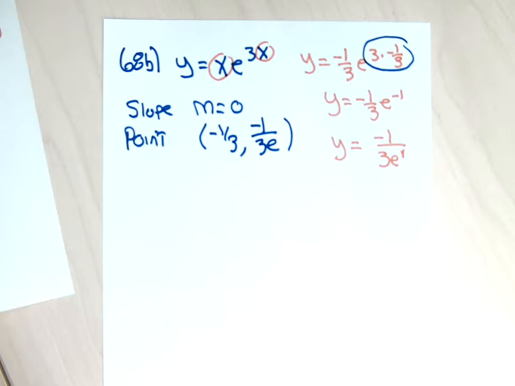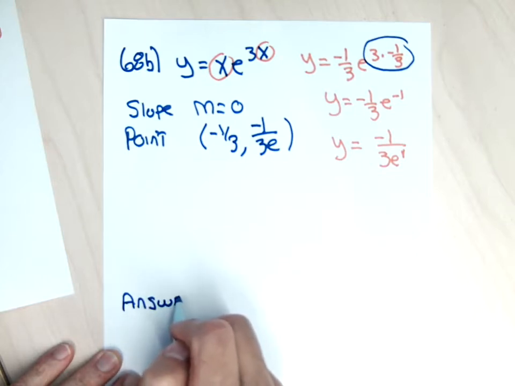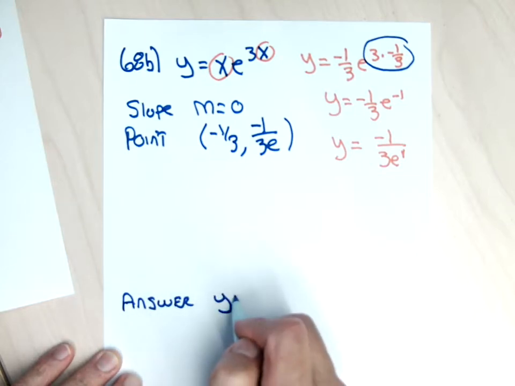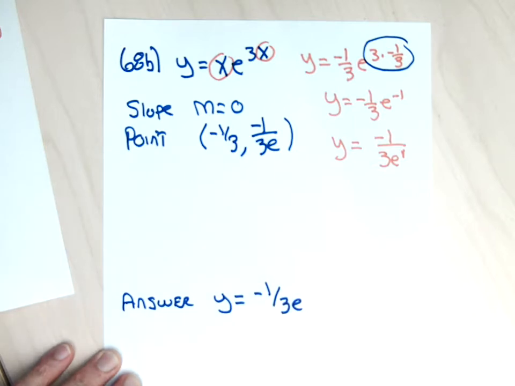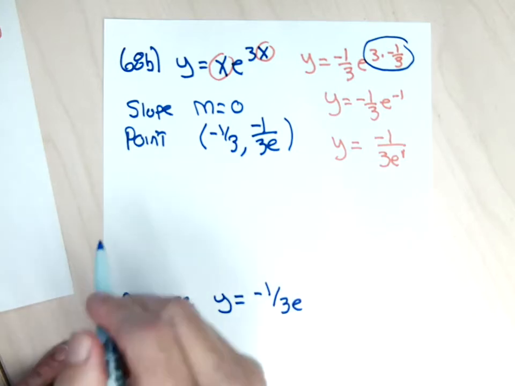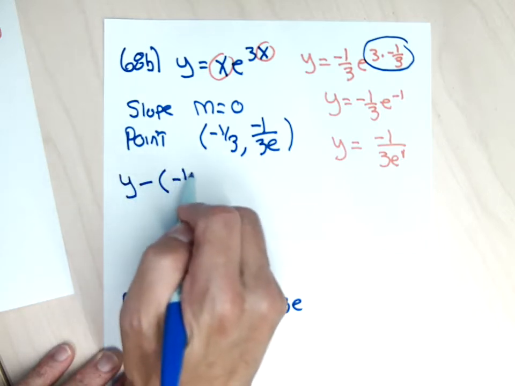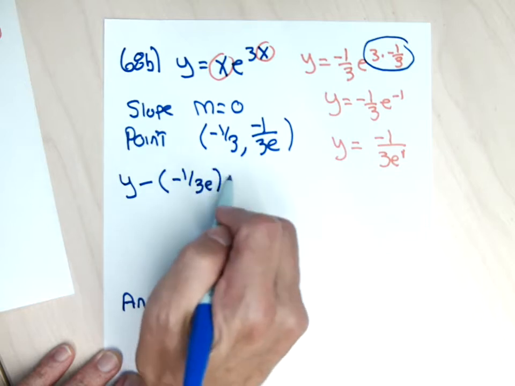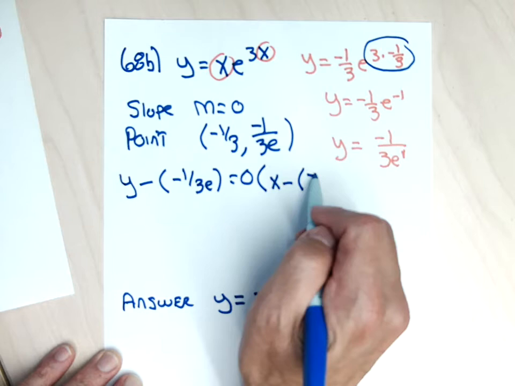Now I have everything I need. Lazy, if I want to, and it's probably preferred, because the slope is 0, I know the answer is just going to be y equals the y coordinate of the point. But if I wanted to go through the work, I'd go y minus the y coordinate of the point equals m times x minus the x coordinate of the point.